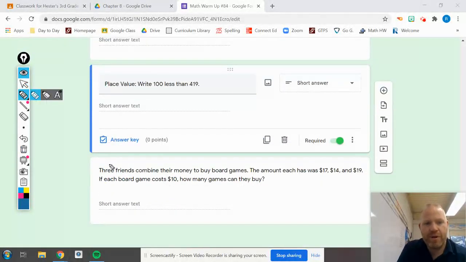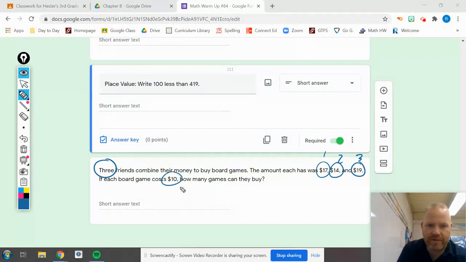3 friends combine their money to buy board games. So you have 3 people putting their money together. We had $17, $14, and $19, one for each friend. Friend 1, friend 2, friend 3. If each board game costs $10, how many board games can you buy? So we've got to put their money together and then divide it by 10 to see how many games they could buy. So we have 17 plus 14 plus 19.